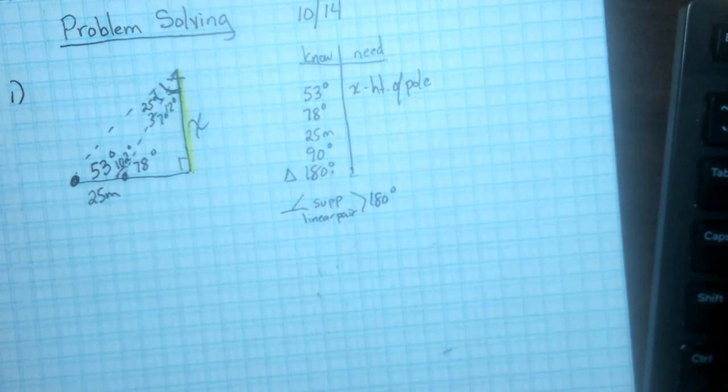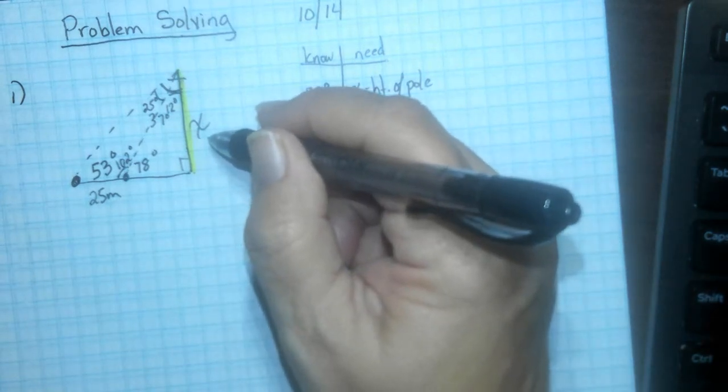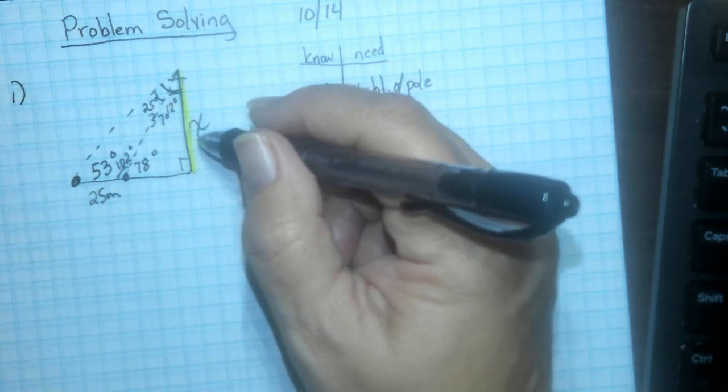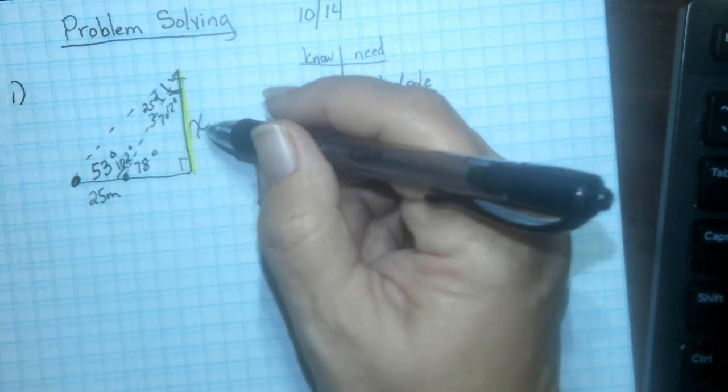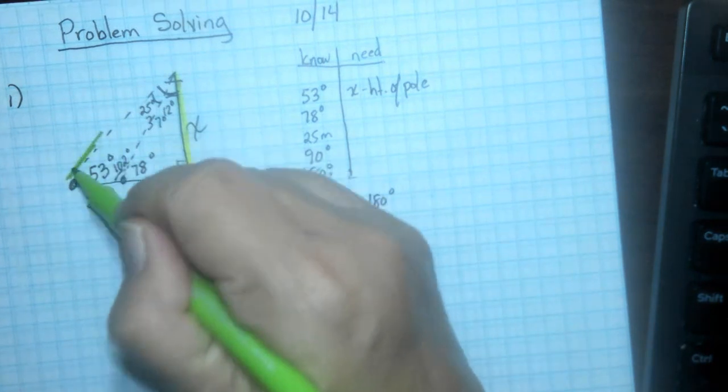All right, now we have a lot more information, right? There's a lot more that we know. Is there a way for us to get to X yet? No, not yet, right? I need another side. Well, is there a way for me to know this guy?